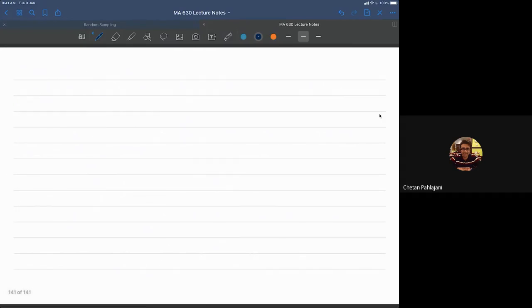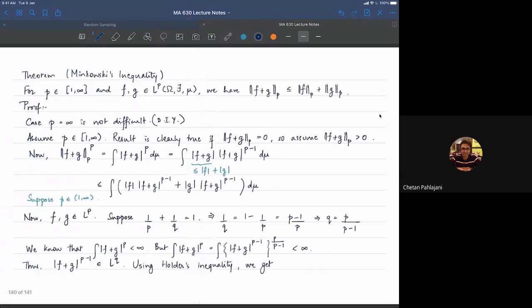Okay, so using Holder's inequality, what do you get? I'm going to return to this equation star. What am I going to say? I'm going to say this guy is in LP. This guy is in LQ. We have just shown that. So the product is going to be in L1, and we can upper bound it using Holder's inequality.